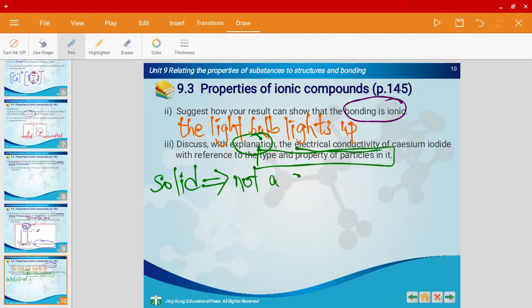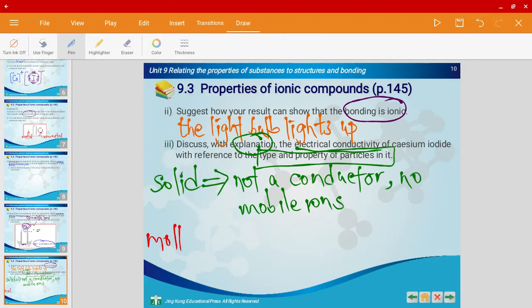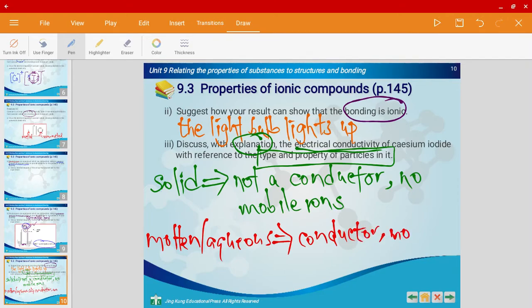It's not a conductor because there are no mobile ions present. How about in molten or aqueous state? Yes, it is able to conduct electricity because mobile ions are present. Of course, you'll need to write it down in full, complete sentences. I'm writing it just in short form so it's easier.